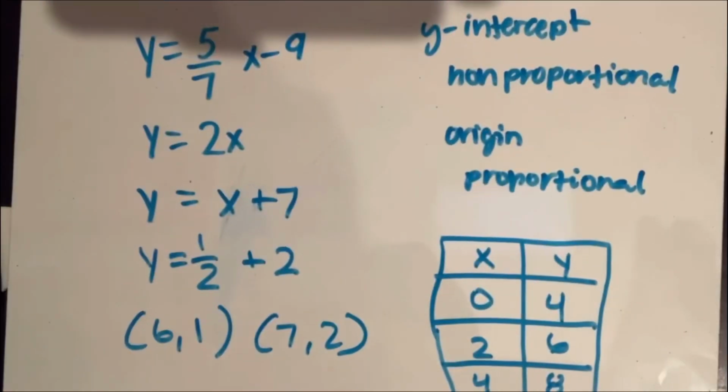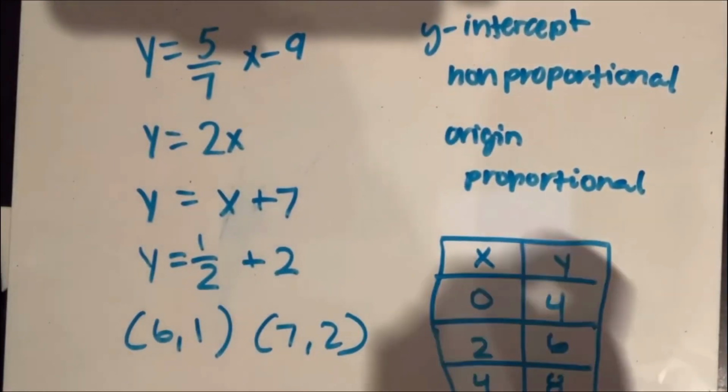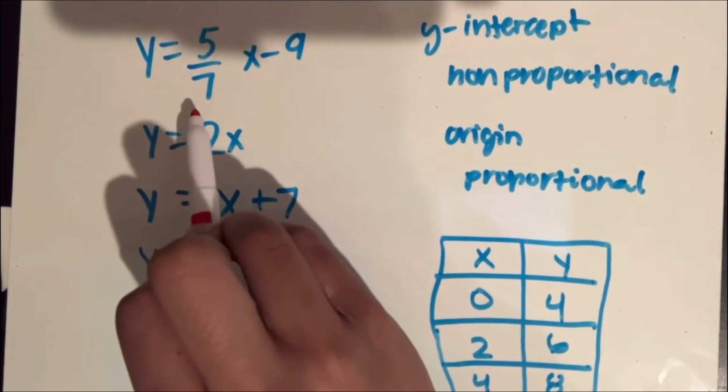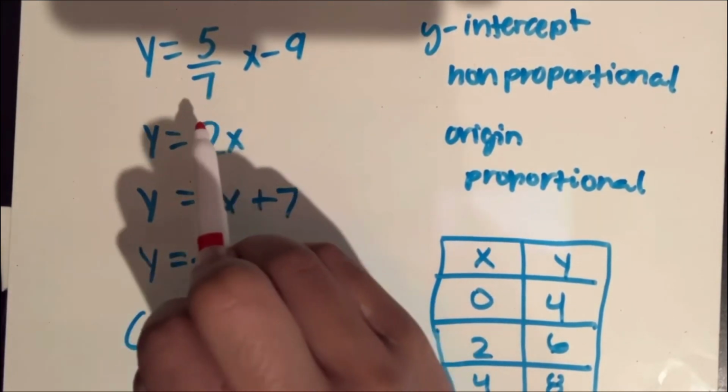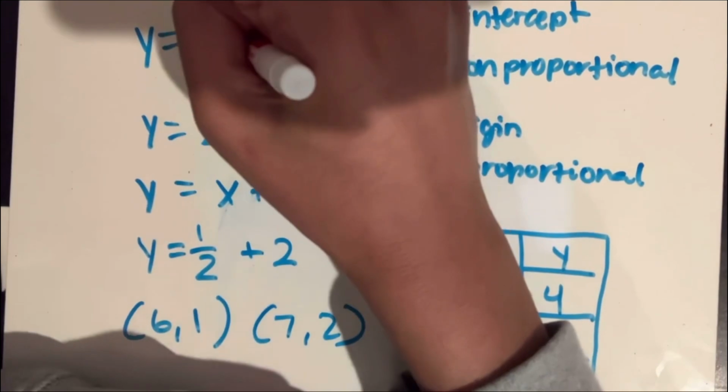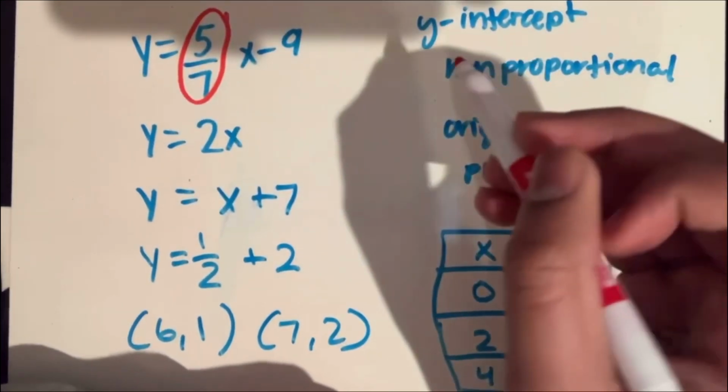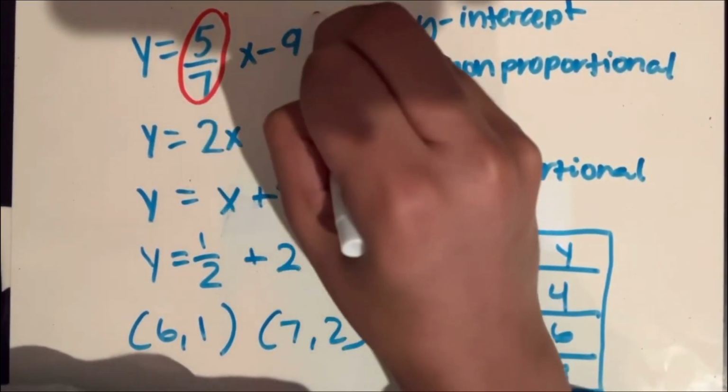Let's try out some of these practice questions with equations. What is the slope in y equals 5/7 x minus 9? 5/7. What is the y-intercept? -9.